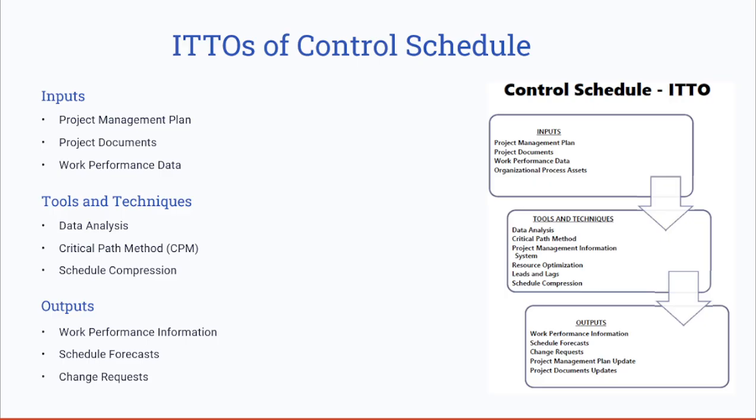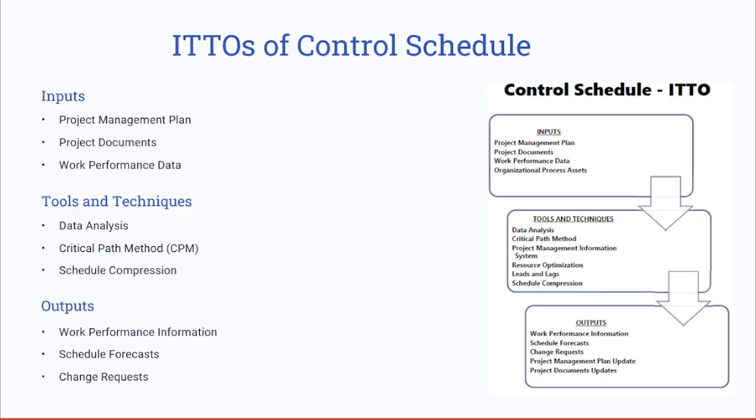The key outputs here we have are the work performance information, which reports on the actual versus planned progress. Also, the schedule forecasts, which estimate the future schedule performance. In case you have discovered any changes that you need to admit to the project schedule, then you have to go for a change request, which must be approved by the change control board when necessary.